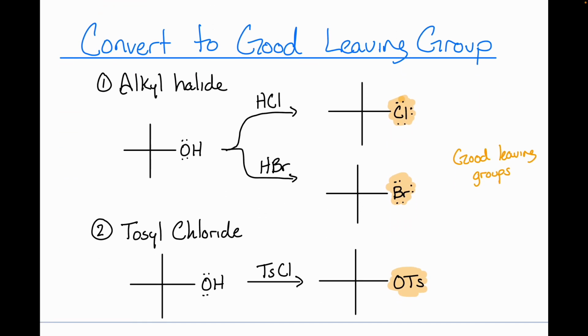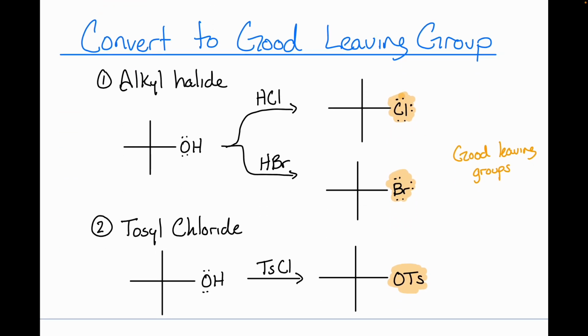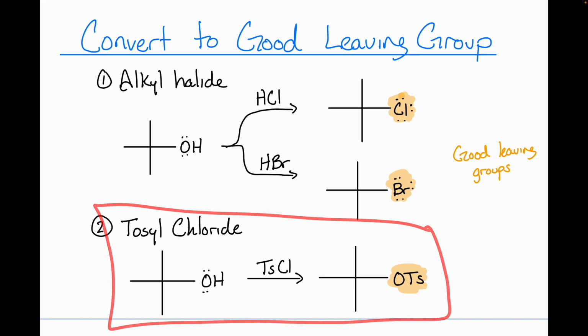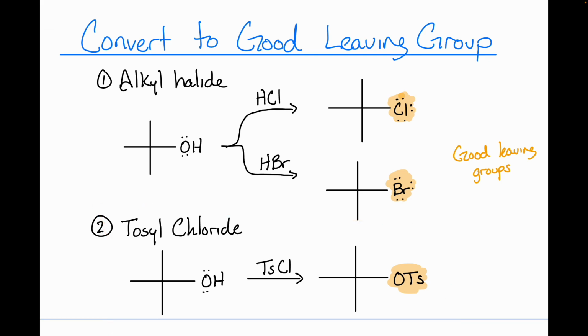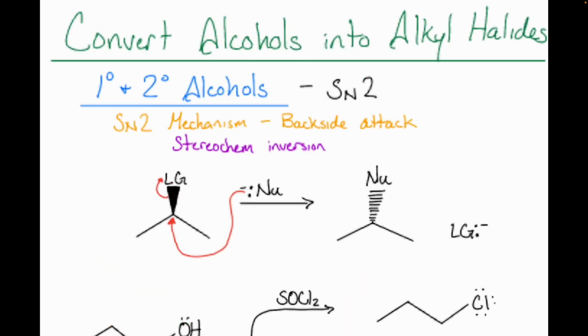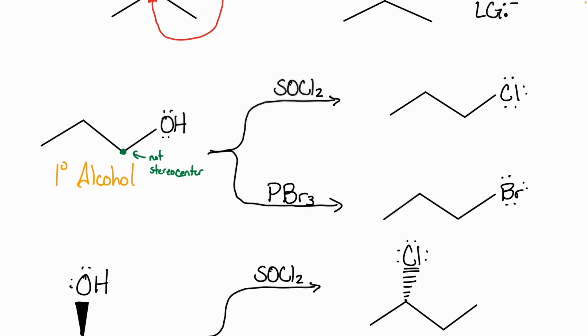Okay? So when we convert to a good leaving group, we have these two strategies, either to convert to an alkyl halide or to this tosyl chloride. All right? This one was new, but this really wasn't any different than primary and secondary alcohols. Remember though, for primary and secondary alcohols, in order to convert to one of those alkyl halides, we had to use these fancy reagents, either our thionyl chloride or our phosphorus tribromide.